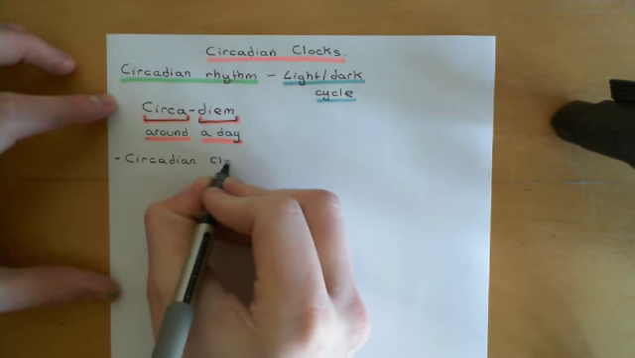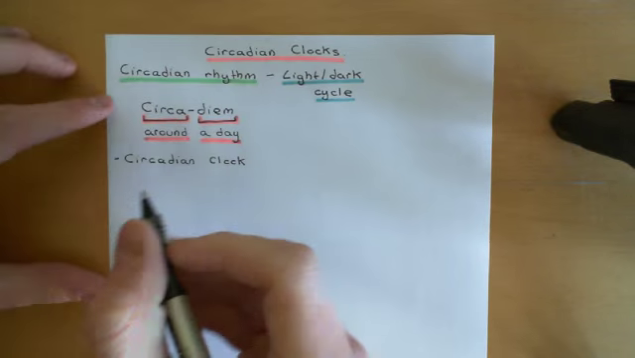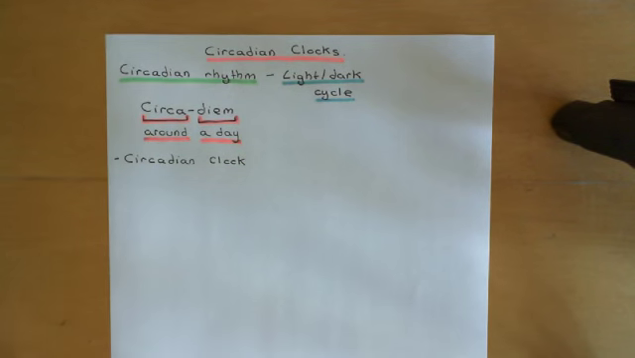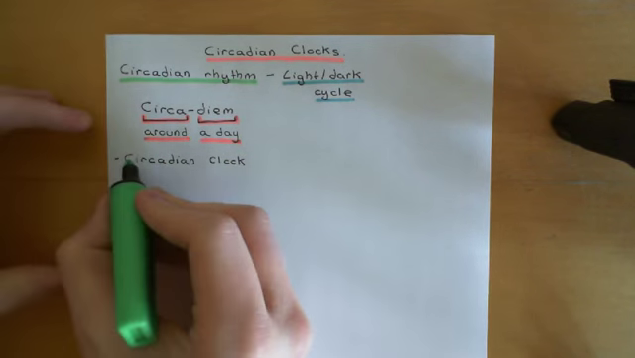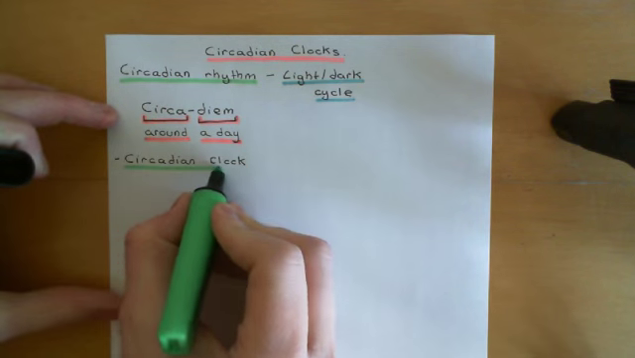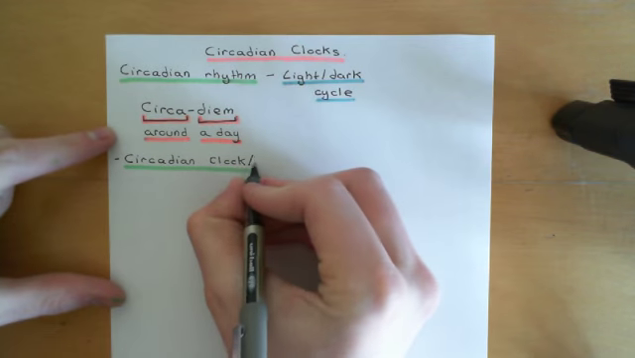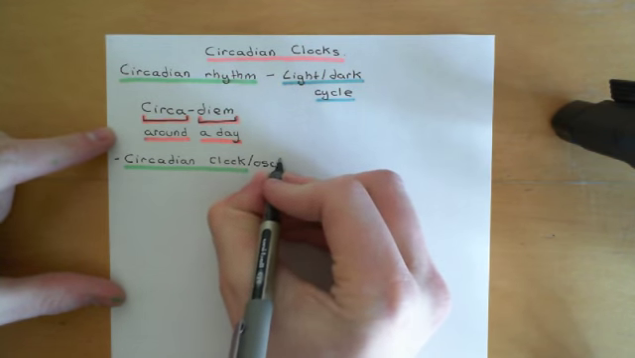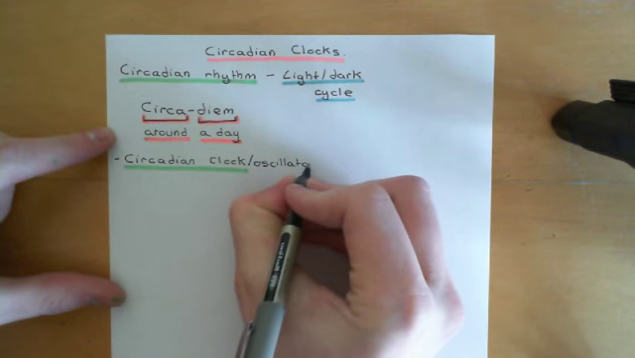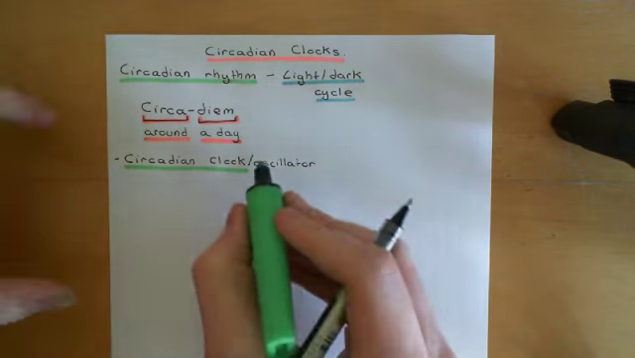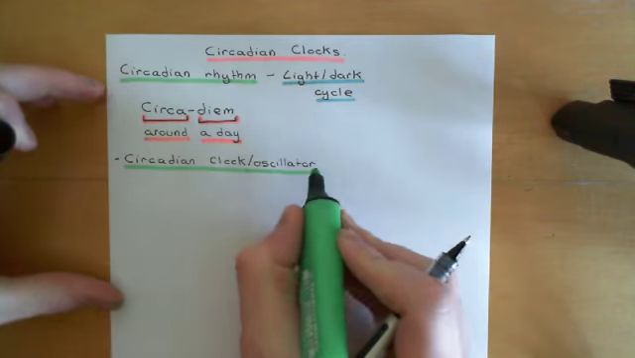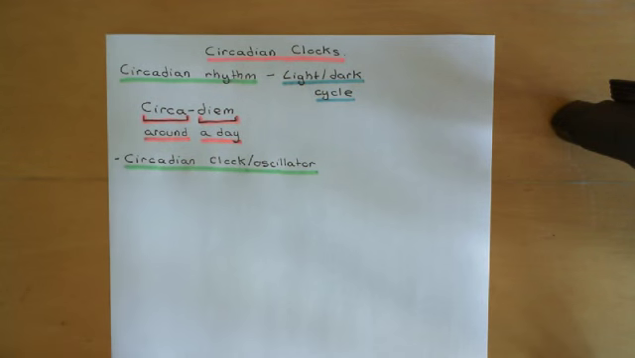So a circadian clock within a cell is some sort of oscillating biochemical process that oscillates with a rhythm of 24 hours and allows the organism to predict the light-dark cycle. Some people will call these circadian oscillators as well. Circadian oscillator, circadian clock, they're the exact same thing. In addition, you might also hear people call it the internal clock. That means the same thing as well.